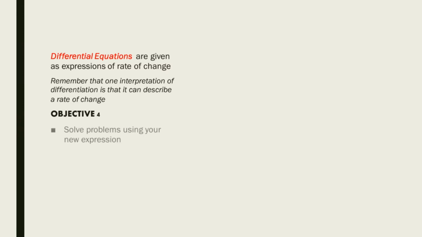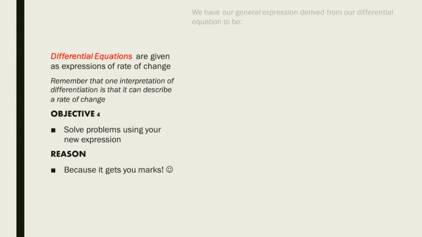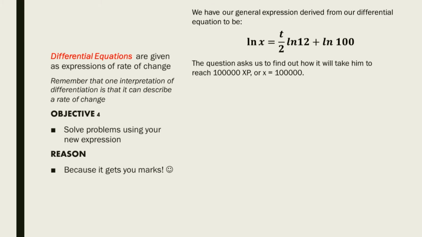Objective 4. We're going to solve new problems using that new expression. And the reason, because it gets you marks. The end marks of this question are involved in solving this together. We have our general expression derived from our differential equation to be natural log of x equals t over 2 natural log of 12 plus natural log of 100.